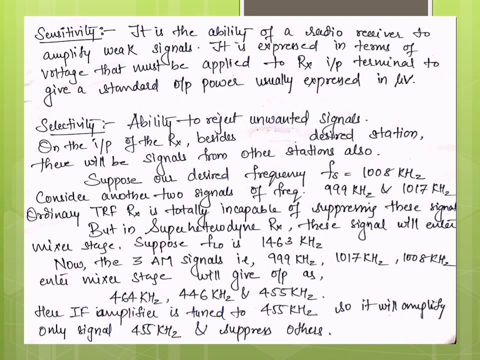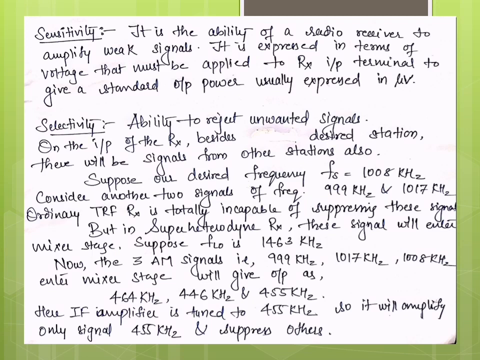Mixed with FLO means it will generate the difference signal, FLO minus FS, that is 1463 kilohertz minus 999 kilohertz, similarly 1463 kilohertz minus 1017 kilohertz, and 1463 minus 1008 kilohertz. So the differences will be 464 kilohertz, 446 kilohertz and 455 kilohertz respectively. So what is the purpose of the IF amplifier?